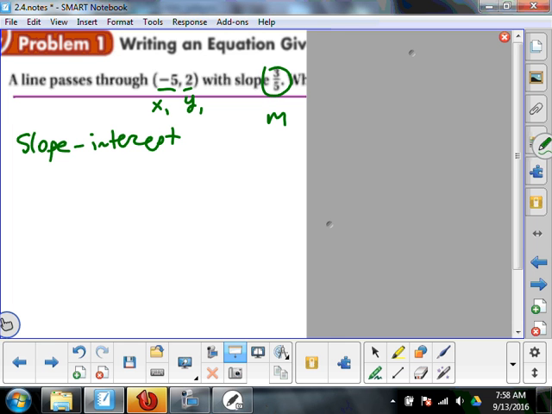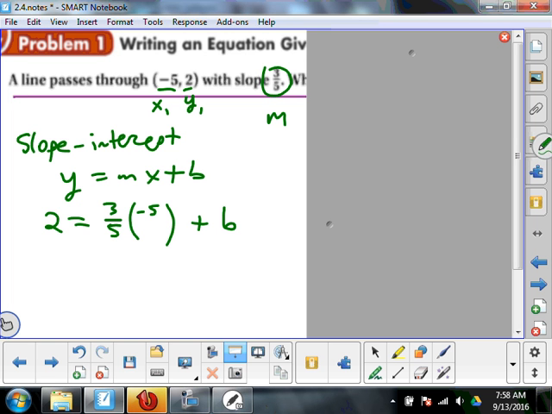Slope-intercept form. So here we go. We could probably make some substitutions because we know that y equals mx plus b. So we know that y is what? Y is 2. We know that m is what? 3 over 5. And we know that x is what? Negative 5. And then plus b, right?